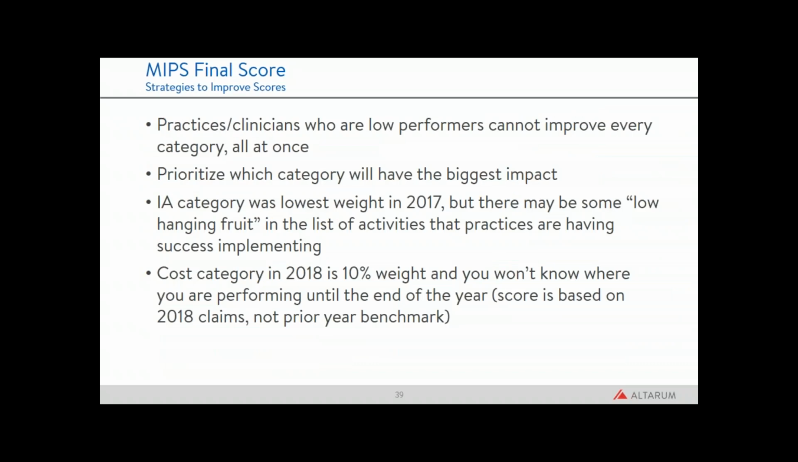So the next couple slides are going to be a high-level summary, essentially packaging up all of the recommendations that Bruce and I have talked about over the last several slides. First, I would just like to say that if you are a low performer or you have a low score, you're not going to be able to improve every category all at once overnight. So we'd advise you to prioritize which category you can improve that will have the biggest impact on your final score. Essentially that will probably not be the improvement activities category or the cost category. So you're really going to want to focus more than likely on the quality category and the promoting interoperability category.